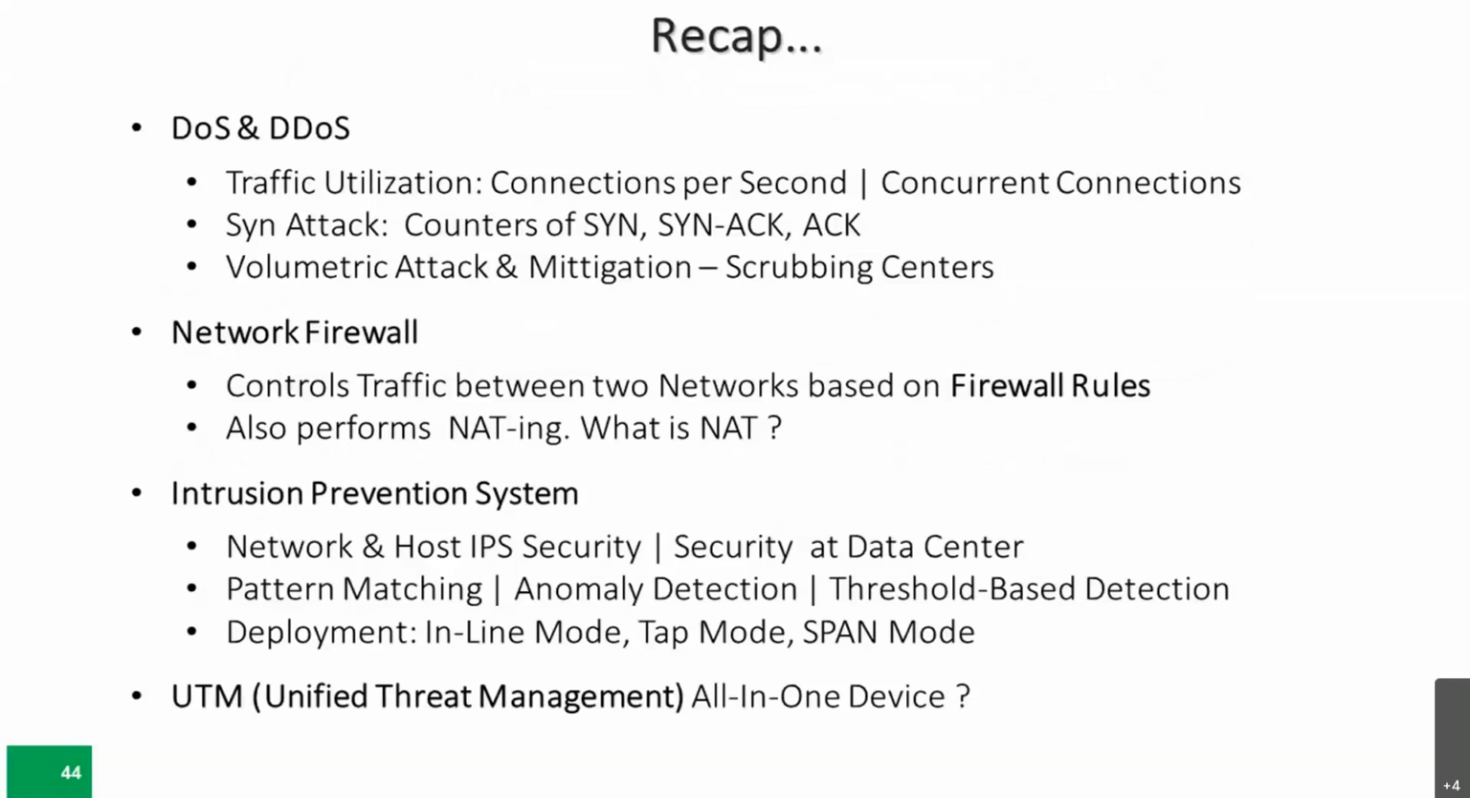DDoS, network firewall, IPS, UTM. These are the perimeter level security devices, or we can say the network security devices.